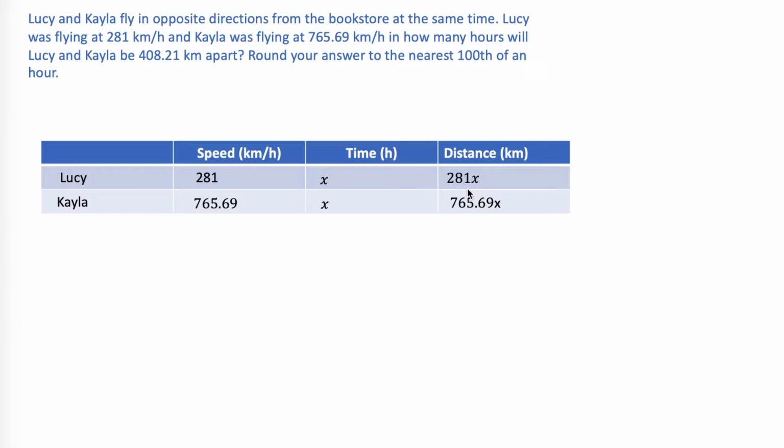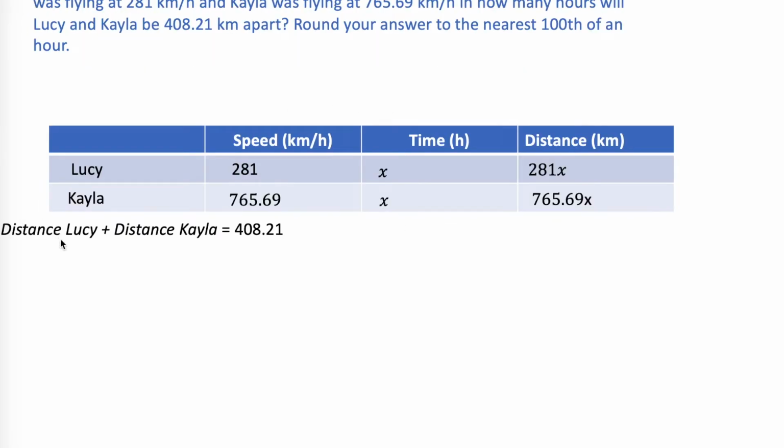We know these two distances add up to give 408.21 kilometers. This is not the total distance. This is the distance Lucy traveled, and this is the distance that Kayla traveled. The distance that Lucy traveled added to the distance that Kayla traveled altogether is 408.21 kilometers. The distance that Lucy traveled is 281x, and the distance that Kayla traveled is 765.69x. So we put that together.